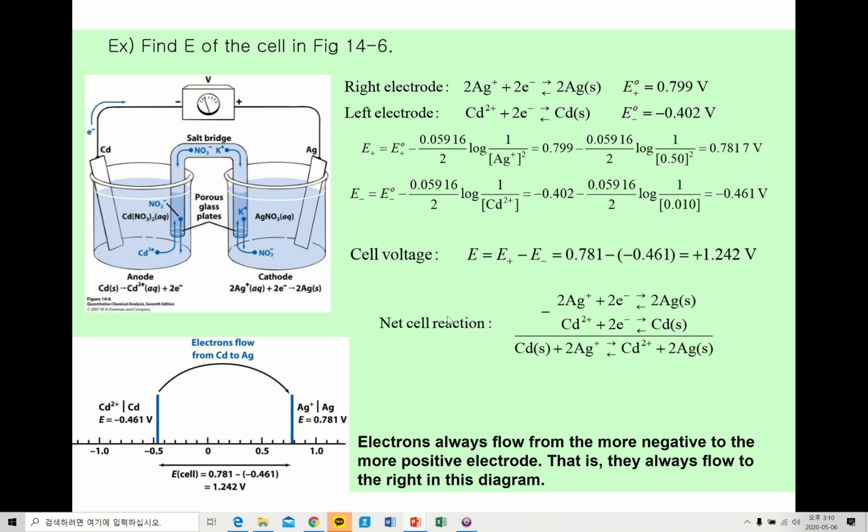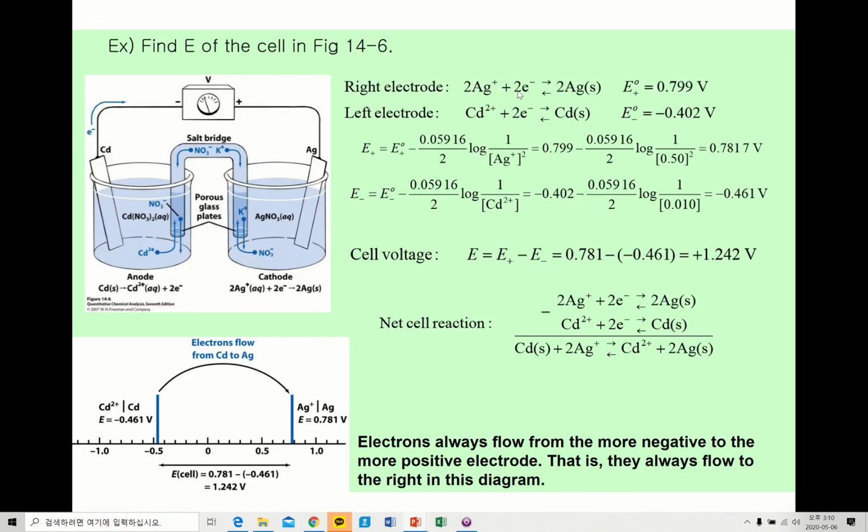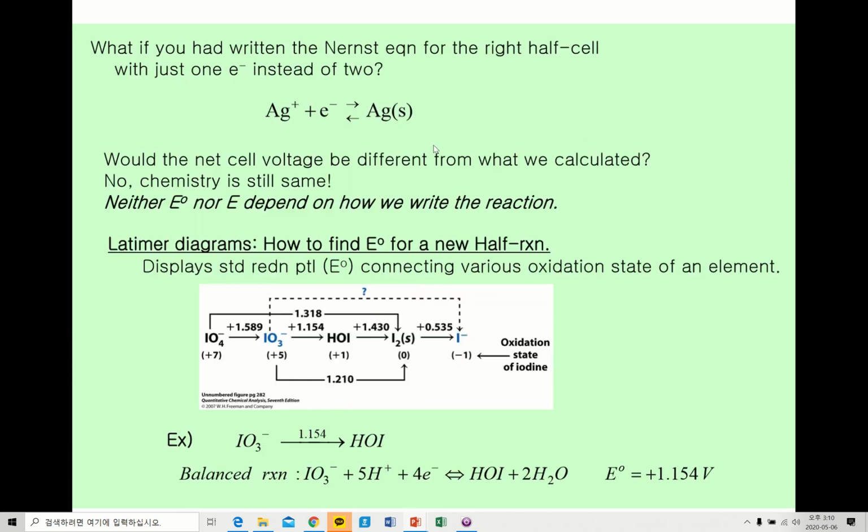But current always flows from the more positive to the more negative electrode. What if you had written the Nernst equation for the right half cell with just one electron instead of two? Since we wrote two here to make the number of electrons the same, but although we write it this way, nothing changes. Neither E0 nor E depends on how we write the reaction. That's very important. Let's stop temporarily here.